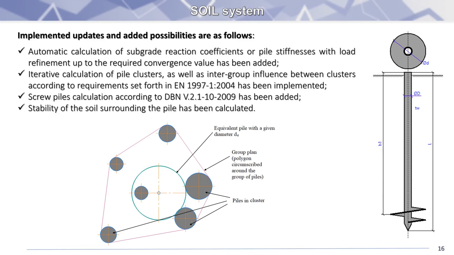Implemented updates and added possibilities are as follows. Automatic calculation of subgrade reaction coefficients or pile stiffnesses with load refinement up to the required convergence value has been added. Iterative calculation of pile clusters, as well as intergroup influence between clusters according to the requirements set forth in EN 1997-1204, has been implemented.